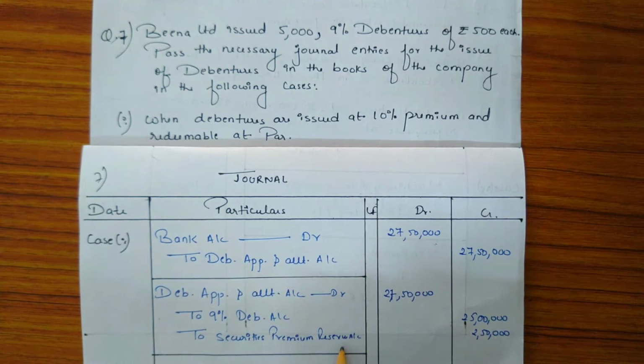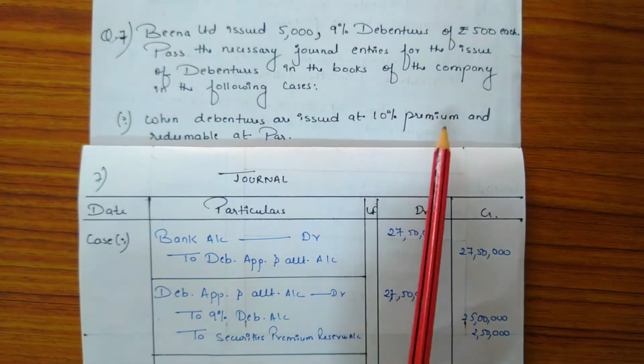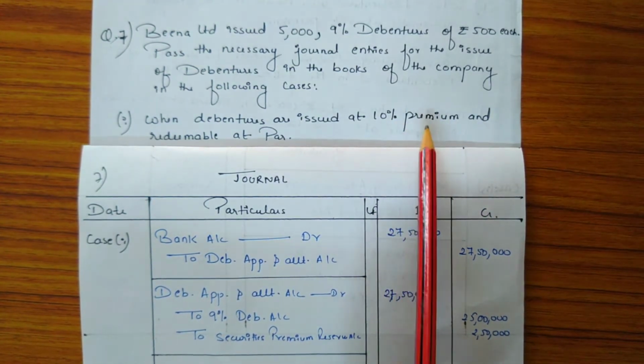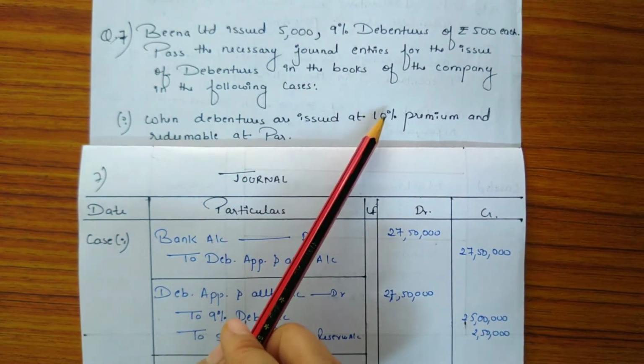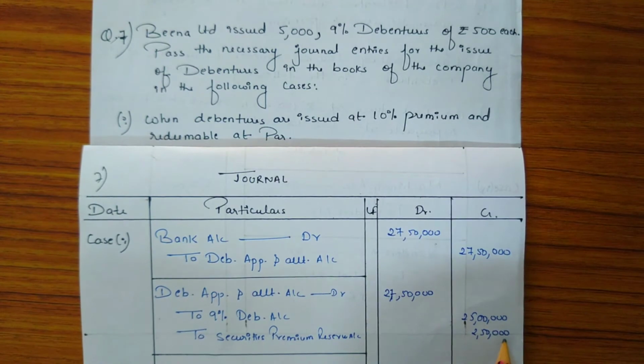So 5,000 into 500 is 25 lakhs. To securities premium reserve account. Premium amount was rupees 50. Issued debentures are 5,000. So 5,000 into 50 is 2,50,000.